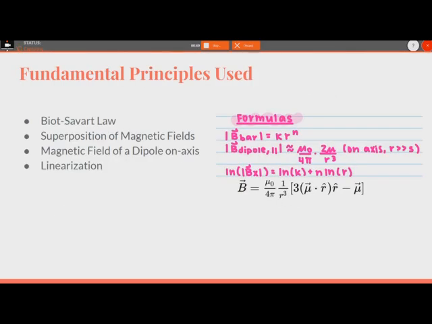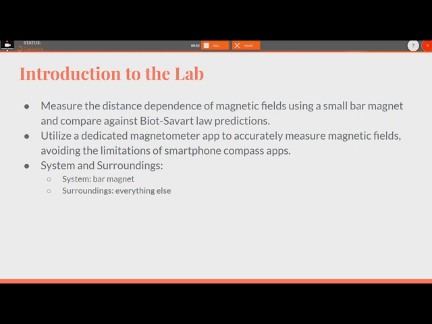So starting off, the fundamental principles used: we used the Biot-Savart law, superposition of magnetic fields, the magnetic field of a dipole on axis, and linearization. And then here are some of the formulas that we used. And then a quick introduction to the lab. We are going to measure the distance dependence of magnetic fields using a small bar magnet and compare against the Biot-Savart law predictions. And then I'm going to utilize a magnetometer app to accurately measure the magnetic fields. And then the system of this experiment is the bar magnet, and the surroundings would be everything else around that.